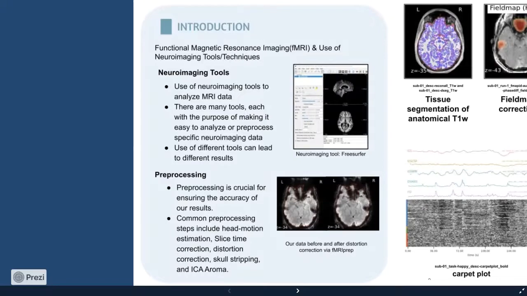We have started pre-processing and analyzing data from our fMRI dataset, and we're looking to work on an analysis very soon.